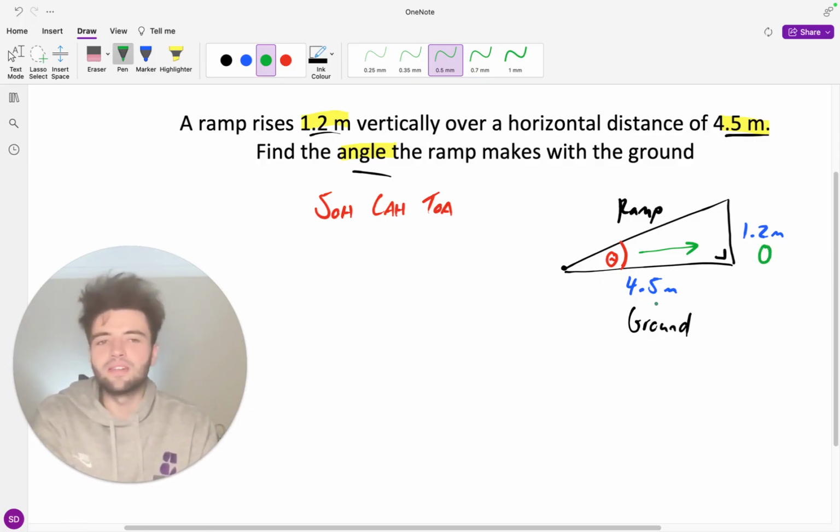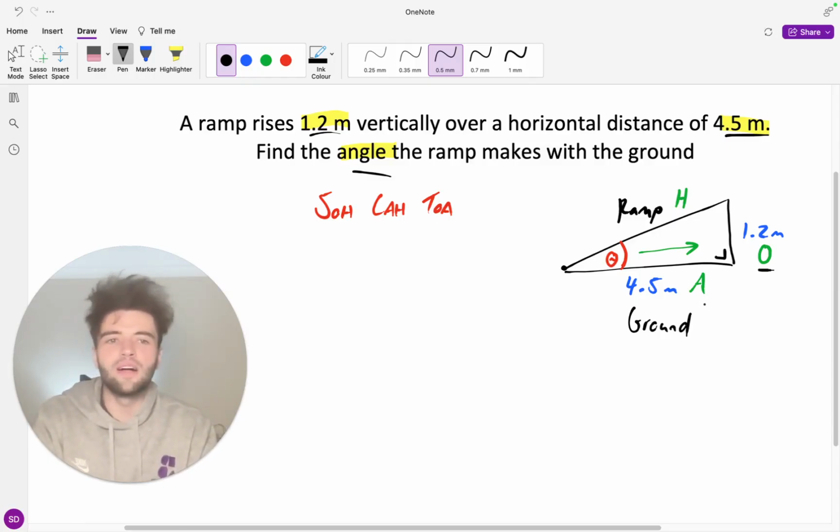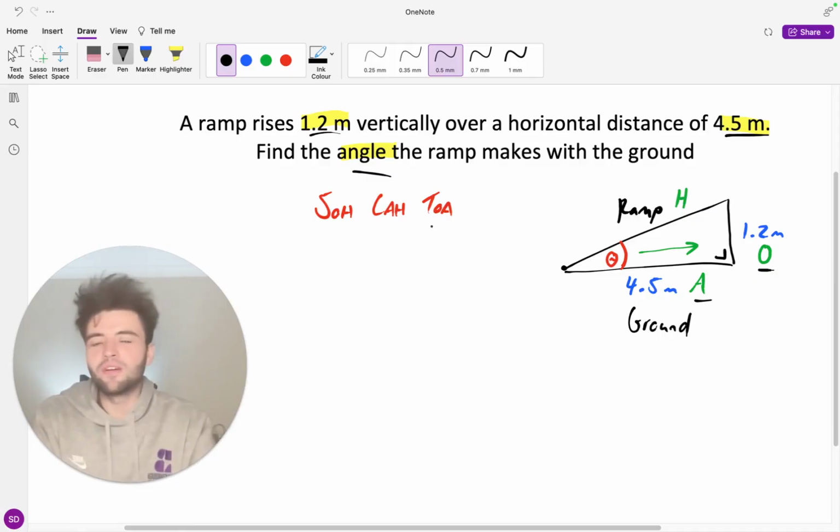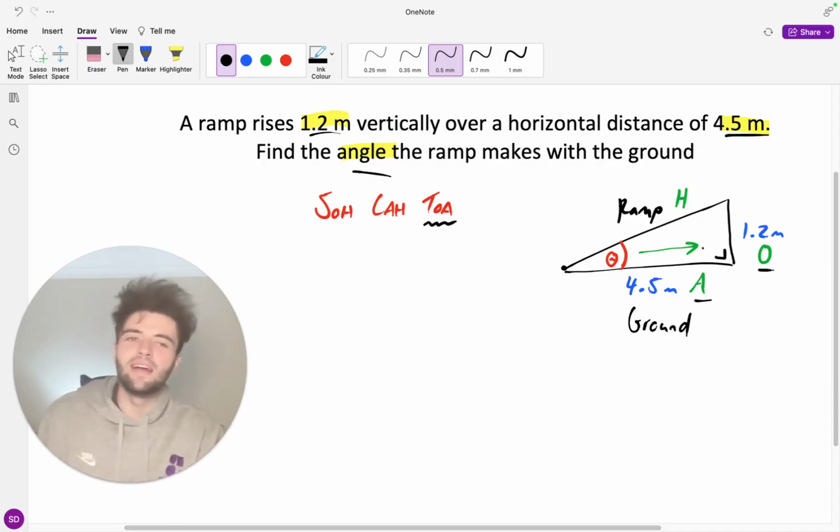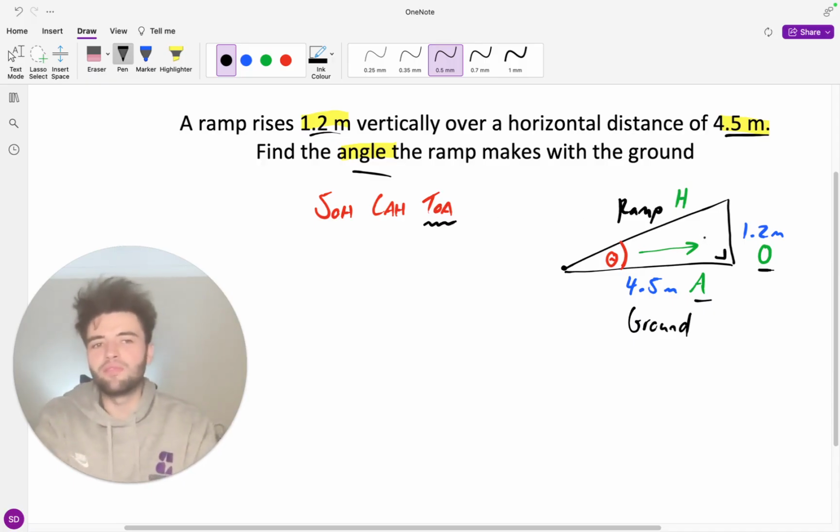And then the side along the bottom is adjacent to the angle, or beside the angle theta, which is going to be A. So A is basically a fancy way of saying beside. And then of course our ramp is going to be the hypotenuse. So we can say that's H, but we're not going to be using that to actually find the angle. And so our two sides that we're given are the opposite, O, and the adjacent A. And that means that if we look at our trig ratios, what we're going to be having to use is tan.